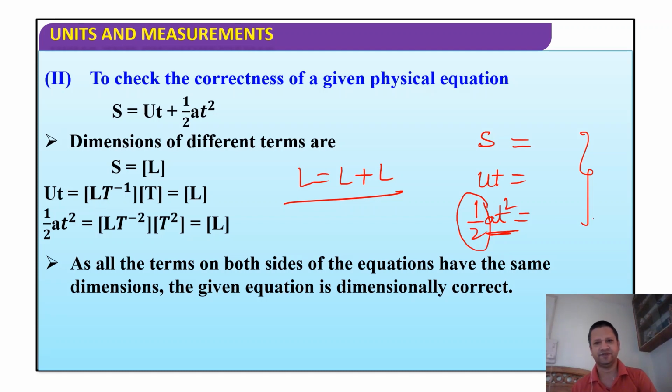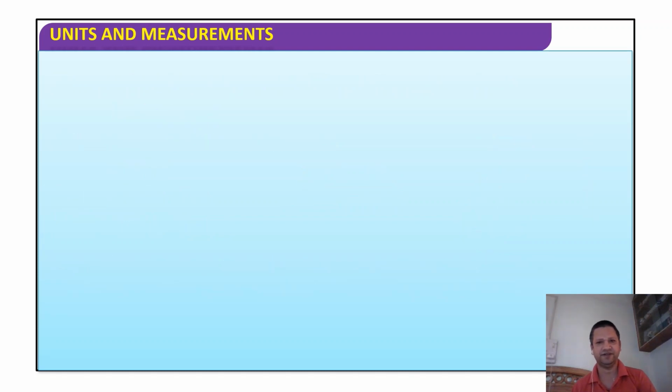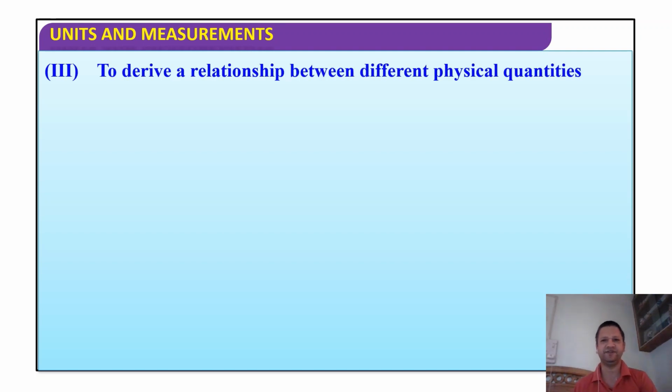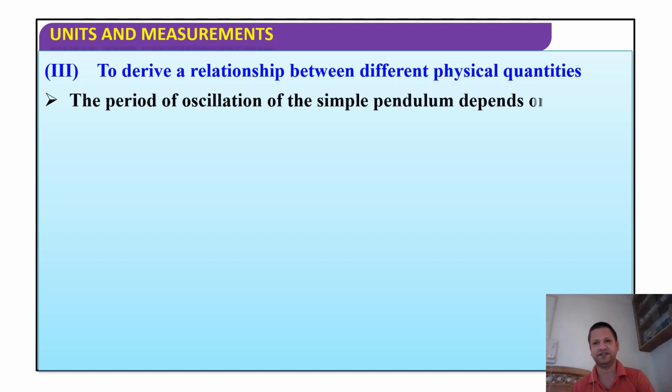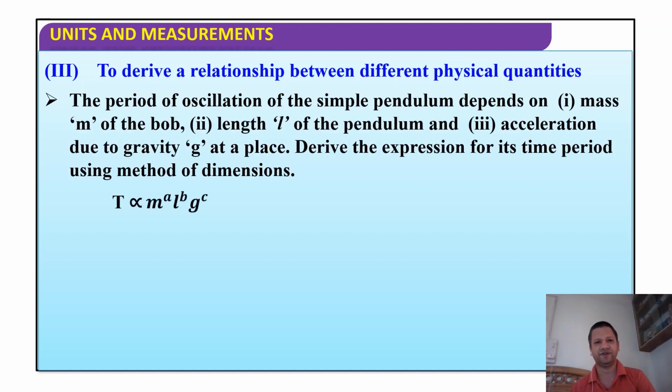Come to the next important part, that is the third application, to derive the relation between different physical quantities. Let us consider the time period of the pendulum depends upon three important terms. Number one, the mass of the bob. Number two, the length of the pendulum. Number three, the acceleration due to gravity. So this is the problem, and the question is: derive the expression dimensionally.